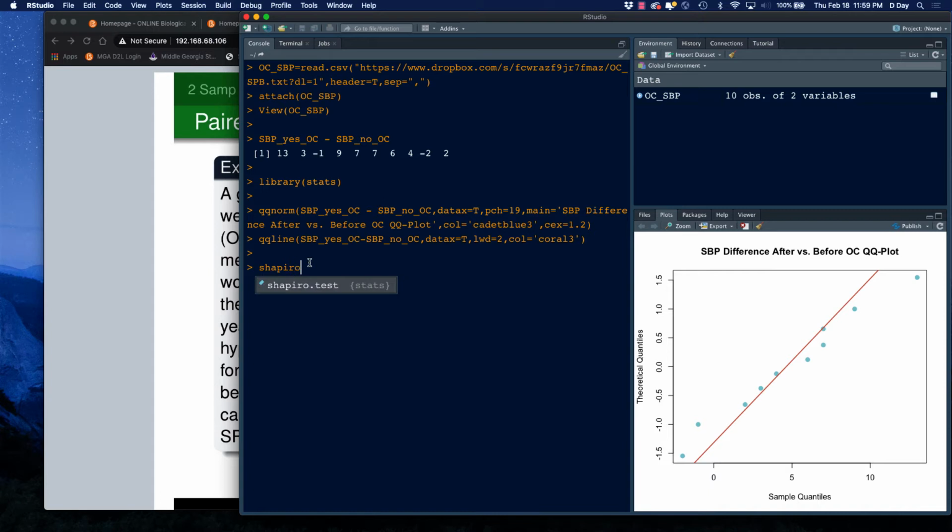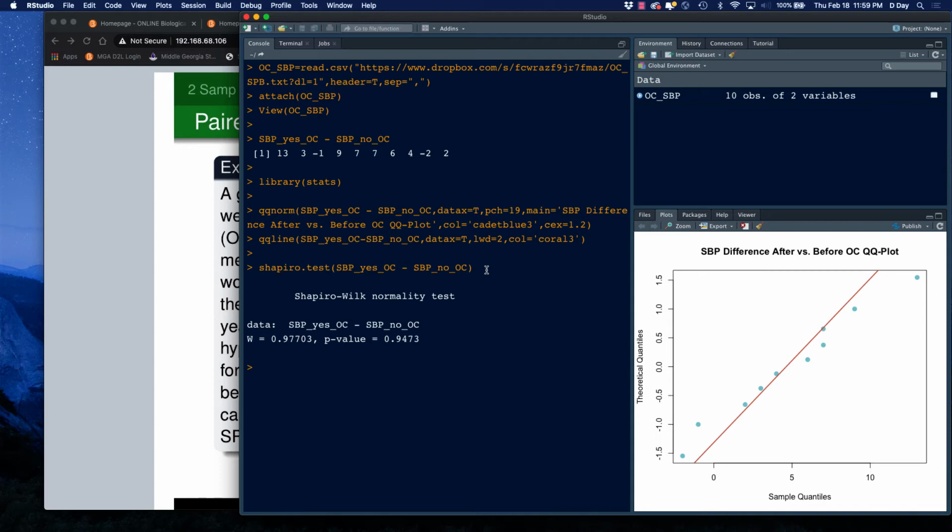So let's run the Shapiro test to check the normality of those differences as well, to kind of back our assumption up here, or what we think is a fairly approximately normal distribution. And let me just do it this way. So there's my SBP again, yes on OCs minus the no on OCs, and voila, when I do that I get a big old p-value of 0.9473. So we can feel pretty comfortable that the differences here are normal. Okay, so that backs up our assumption from what we see in the graph.